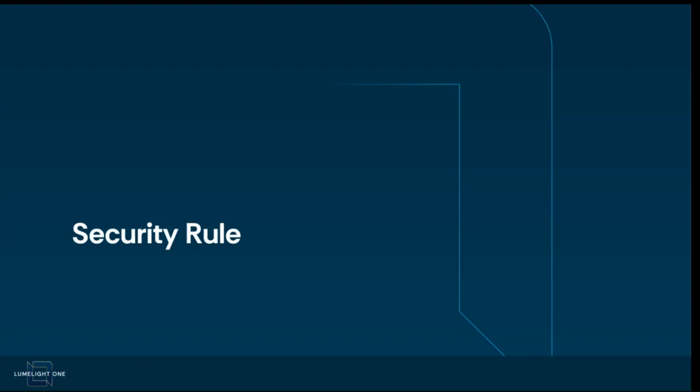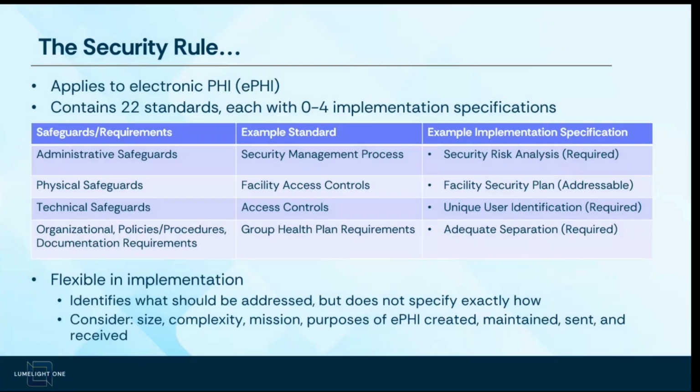Now we will move on to the security rule under HIPAA. This rule applies to electronic PHI or ePHI, which you may have guessed is PHI that is in an electronic medium. The overarching goal of the security rule is to ensure that covered entities are putting in place appropriate protocols and security measures to safeguard that ePHI.